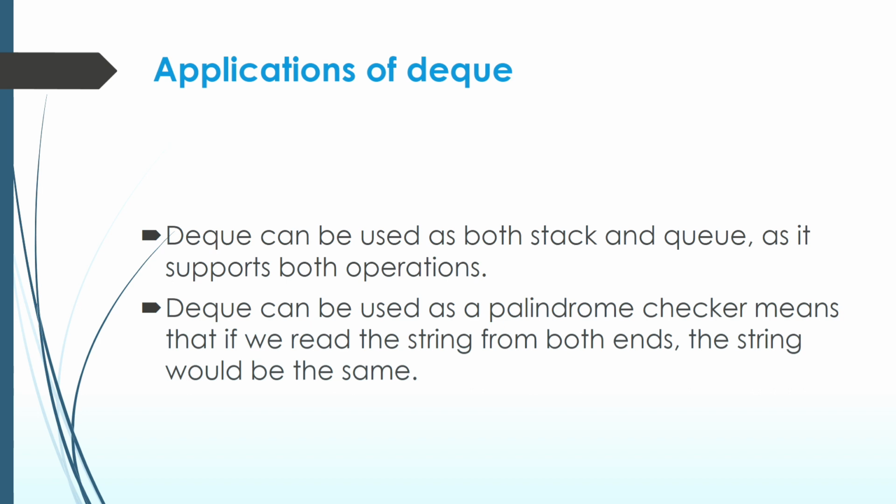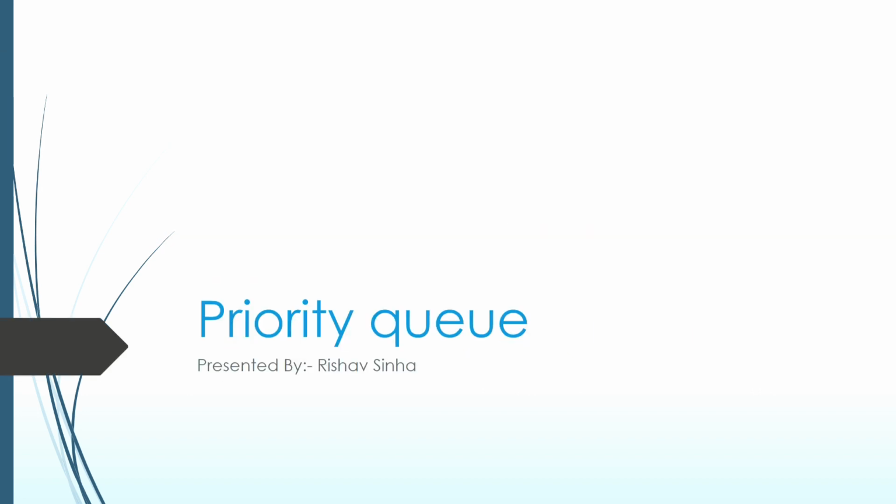DQ can be used as both stack and queue as it supports both operations. Then the DQ can be used as a palindrome checker, meaning that if we read the string from both ends, the string would be the same. For example, if I give you the example 1 2 1, you can observe carefully that 1 2 1 will be a palindrome because the number will be the same from both the ends, that is front and rear. So now comes the final part, the final queue, that is priority queue.